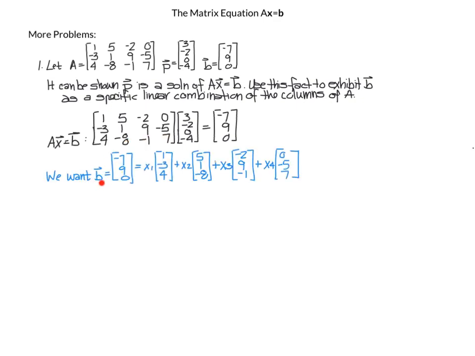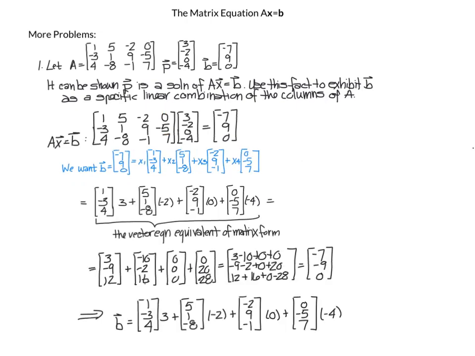So I've written that out here. We want B equals minus 7, 9, 0 as a linear combination: a constant x1 times the first column vector 1, minus 3, 4, plus x2, a constant, times the second column vector 5, 1, minus 8, plus x3 times minus 2, 9, 1, plus x4 times 0, minus 5, 7. And if we look at this form and compare that to what we have in AX, we can write this in the vector equation form, which is 1, minus 3, 4 times 3, 5, 1, minus 8 times minus 2, minus 2, 9, 1 times 0, and 0, minus 5, 7 times minus 4.